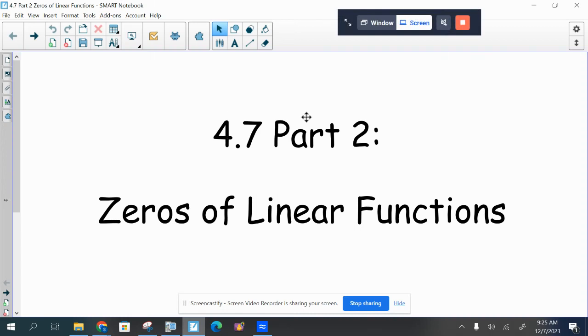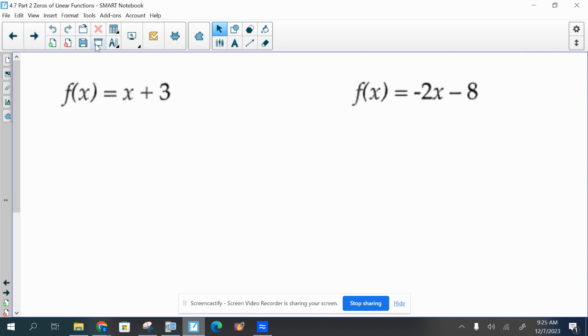All right, part 4.7, part 2, zeros of linear functions. Today you're going to learn how to find the zeros of a linear function. Well, really it's just one zero for a linear function and what that means. And that'll be important too for when we get into solving quadratics with factoring, because you'll have to learn how to find the zeros of a quadratic function. And we can solve it algebraically and graphically.